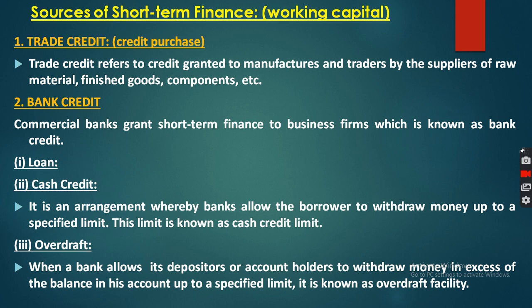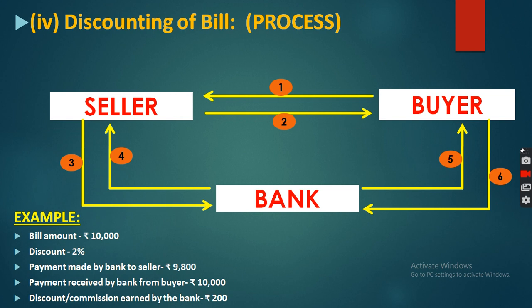Clear? How much did you overdraw? Only 10,000. Already in your account there is a credit balance of 20,000, but you have a requirement of 30,000. So you need an extra 10,000. So you have to pay interest only on 10,000. Clear? So it is bank credit.